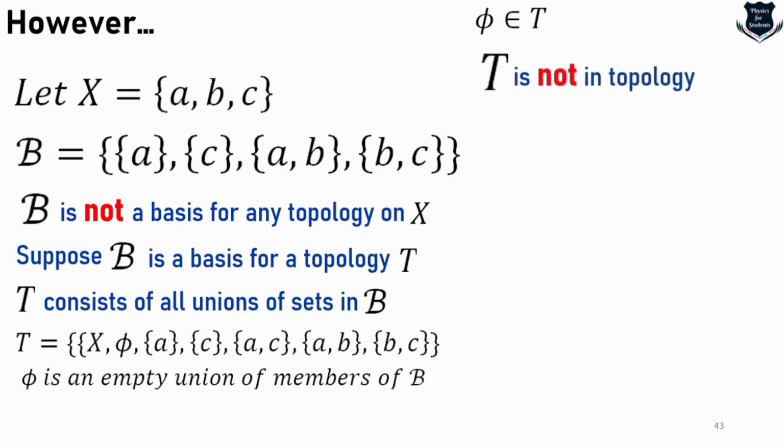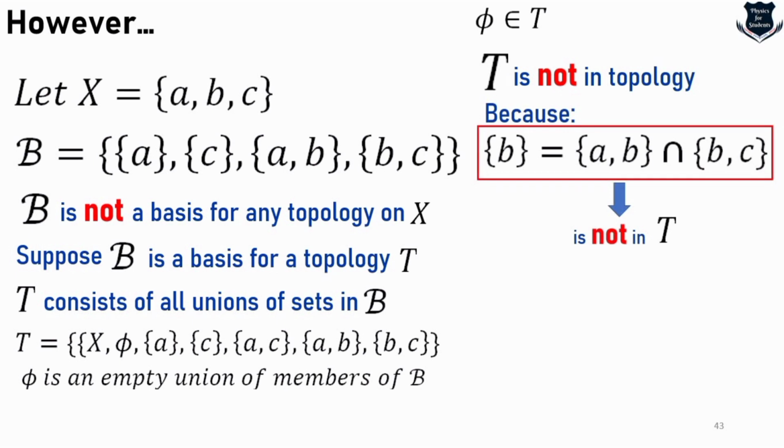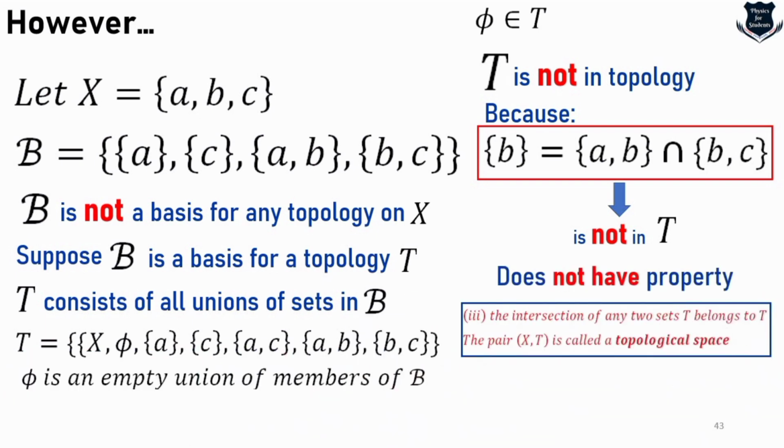However, this T is not a topology. Why is it not a topology? Since this union is not in T, T does not have the property as defined in this one.